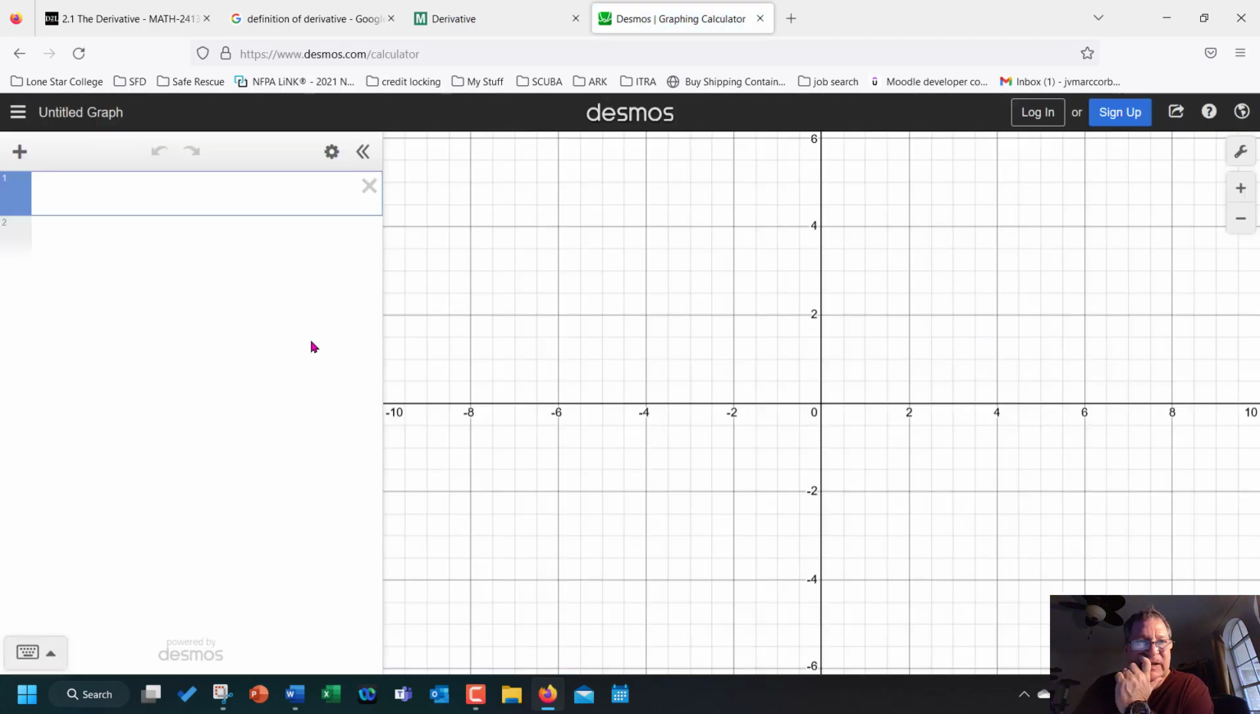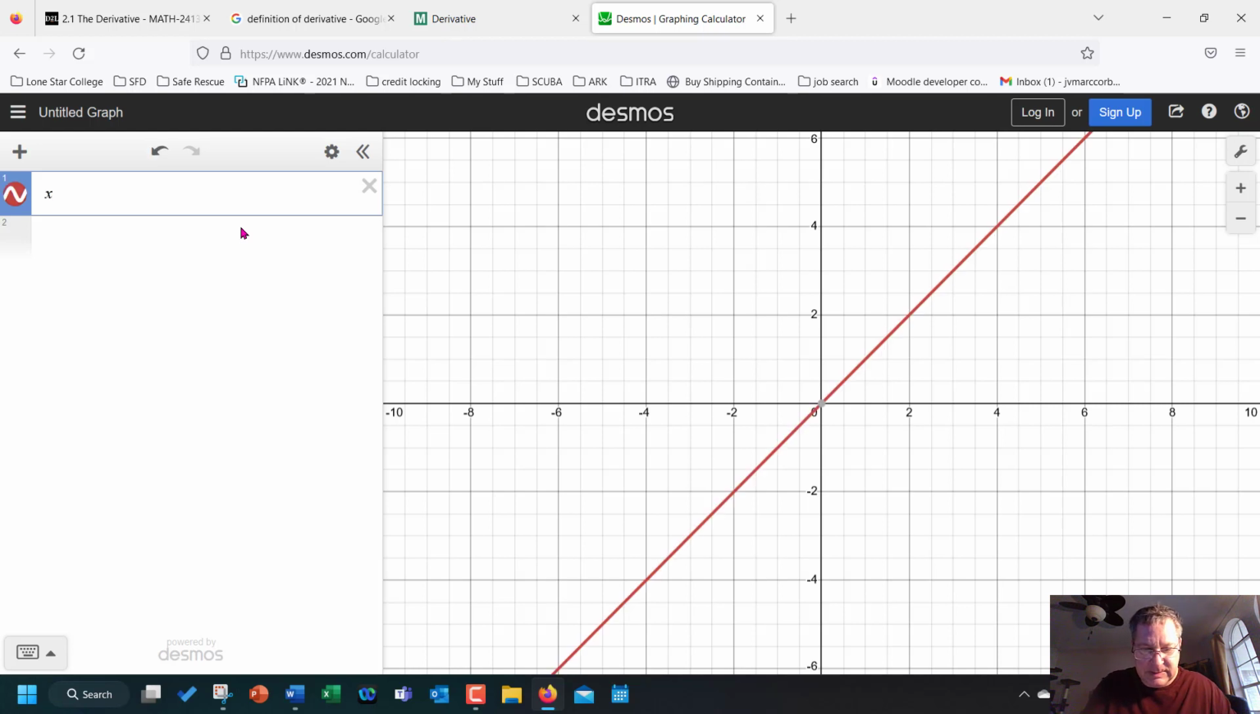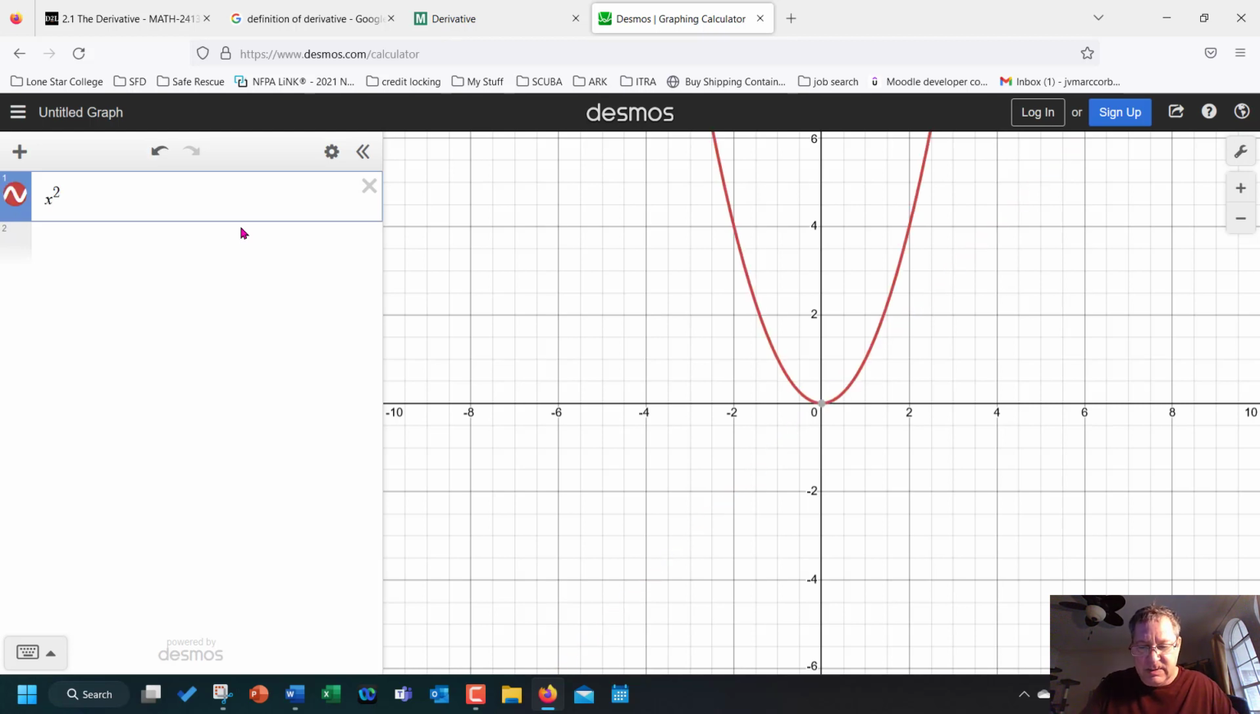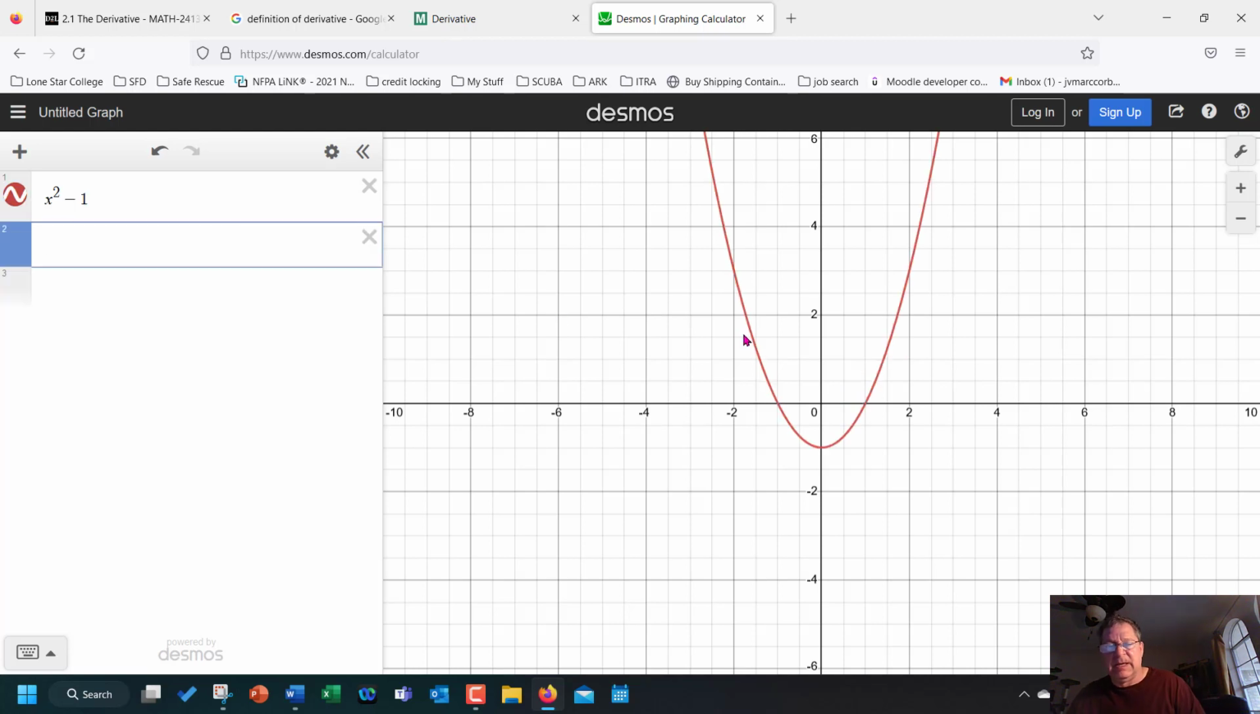This is a nice graphing calculator here, and if I put the function that I had, which was x squared minus 1, and I look at the value 2, which is precisely right here, so I can see that value right here, and I drew the slope with an intercept of that.